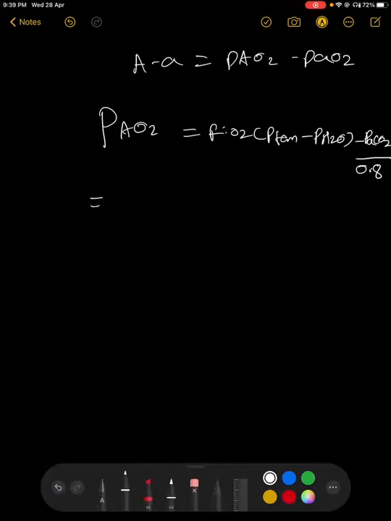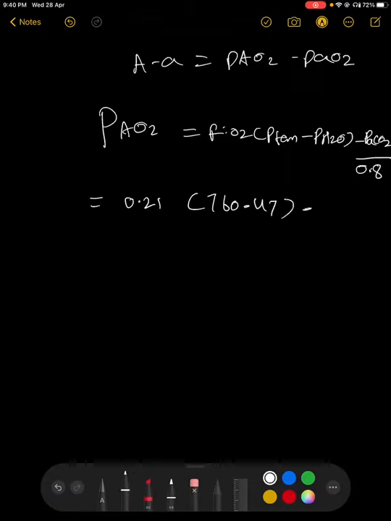FiO2 we'll get from the patient's setting. For example, if the patient is breathing room air, the FiO2 is 21%, which is 21 by 100, that is 0.21. Whereas PATM is actually a fixed thing. The normal atmospheric pressure is 760. It is a fixed value. And PH2O is also fixed, that is 47. These both are fixed numbers.